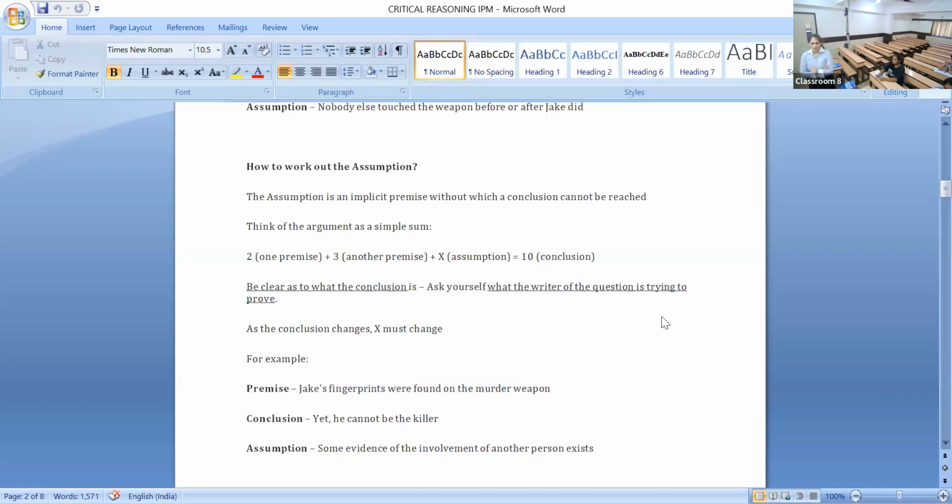Now think of an argument as a simple sum over here: one premise plus another premise plus assumption. Are you comfortable with math? Pahi, Agrima, you're okay with equations, no? So can anybody explain this equation? Think about it. How many assumptions are there? Equals 10, we have to bring it.